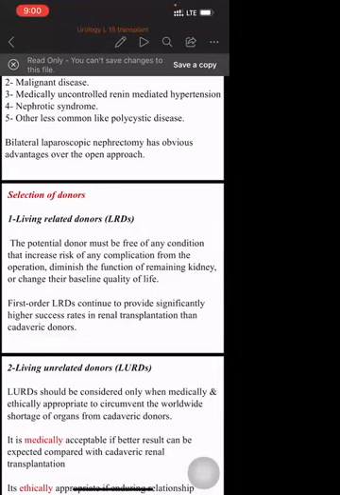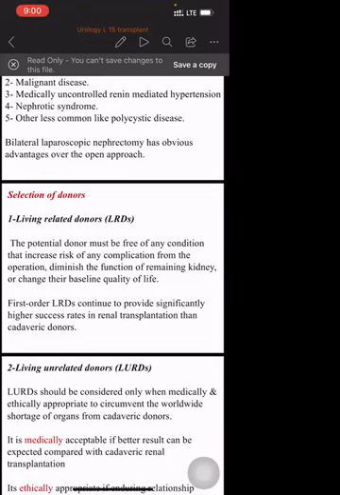Living related donor. The potential donor must be free of any condition that increases the risk of any complication from the operation, diminishes the function of the remaining kidney, or changes their baseline quality of life.